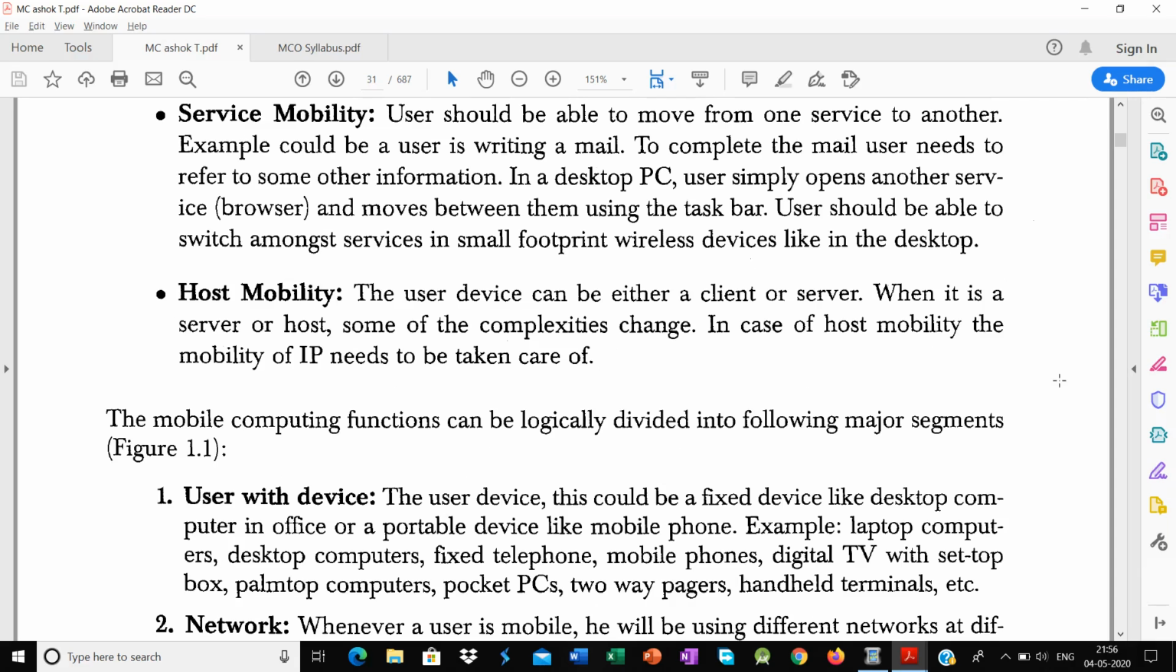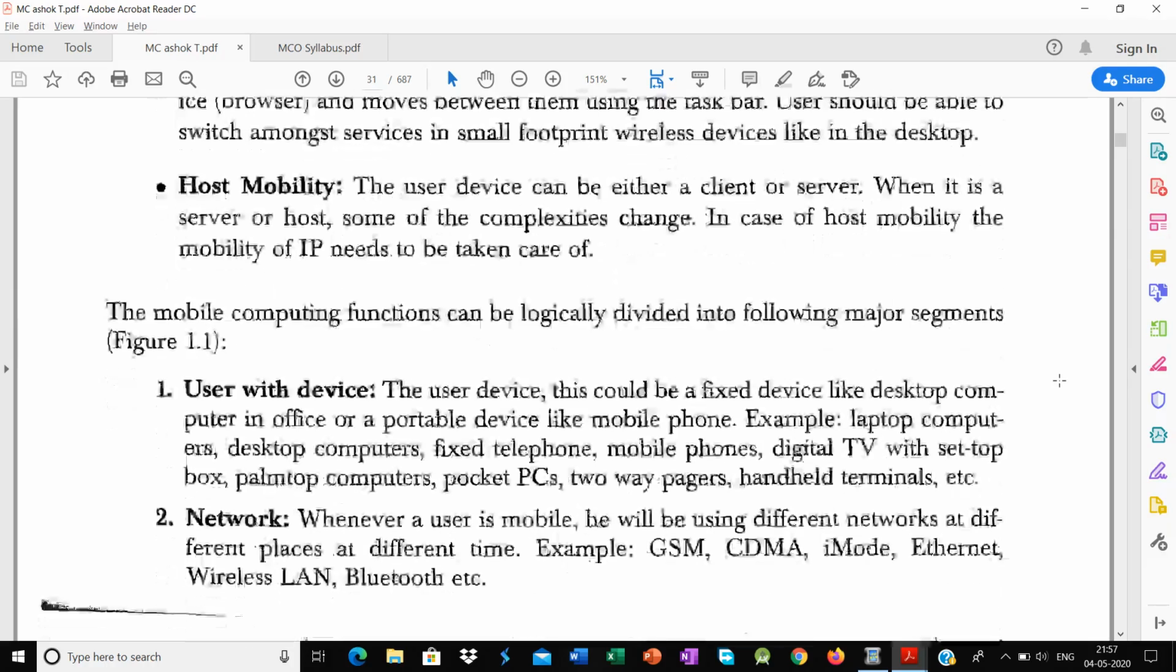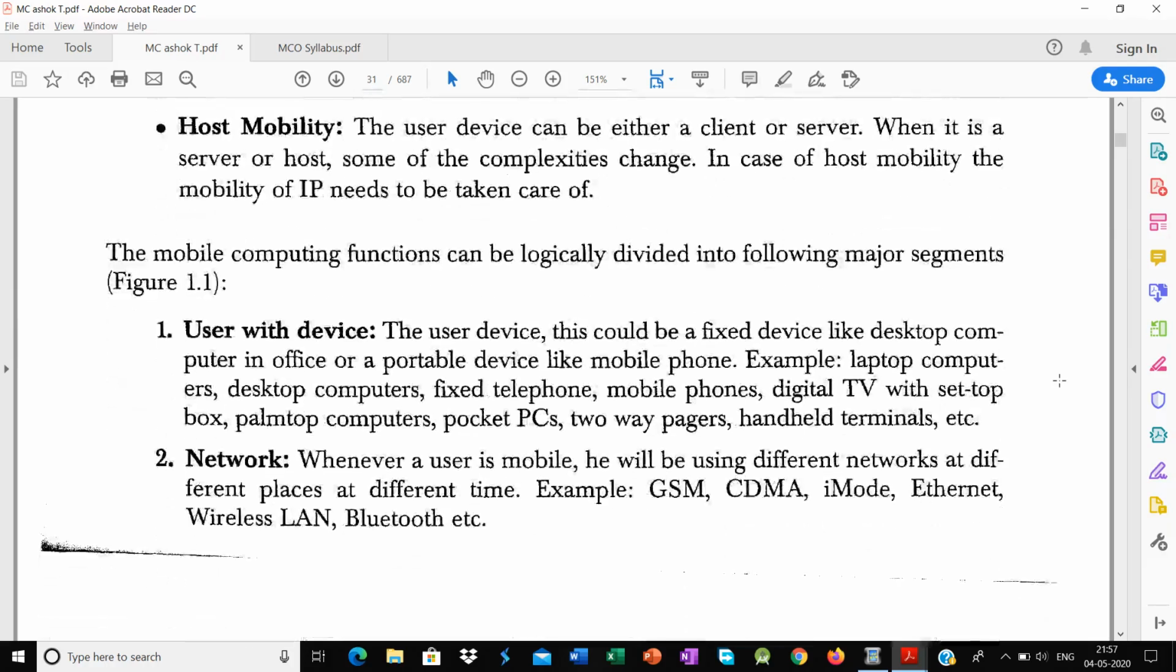These are the important part, and it is the most important question that can be asked of you. What is the functionality, what are the functionalities of your mobile computing? You have to write it in a detailed manner. Again, these computing functions are distributed into the following segments.